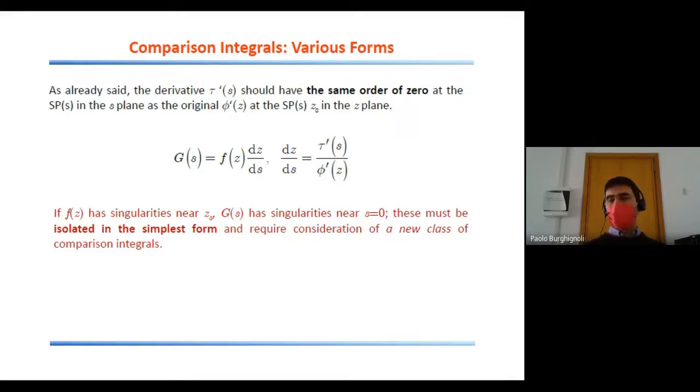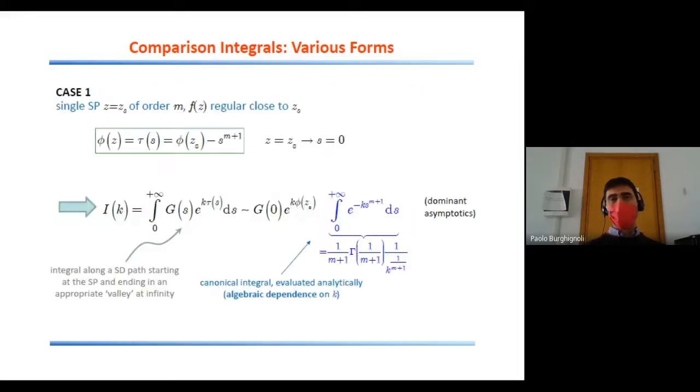And we will finish this lesson by illustrating an overview of some important cases that may occur in practice. For example, let us start with the simplest case. That is the case in which the function f is actually regular, close to the saddle point, and the saddle point has a general order m.